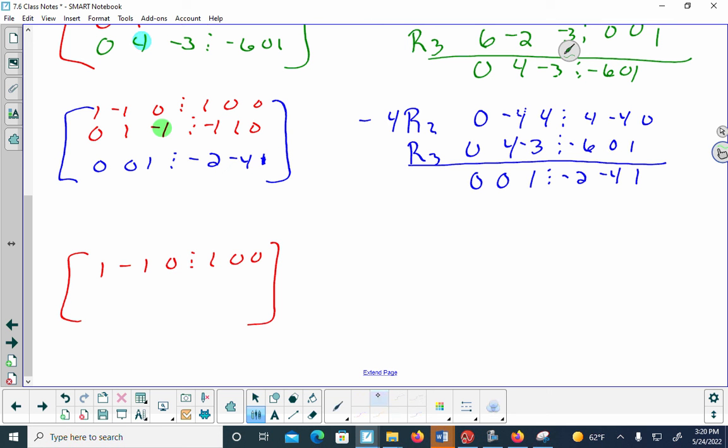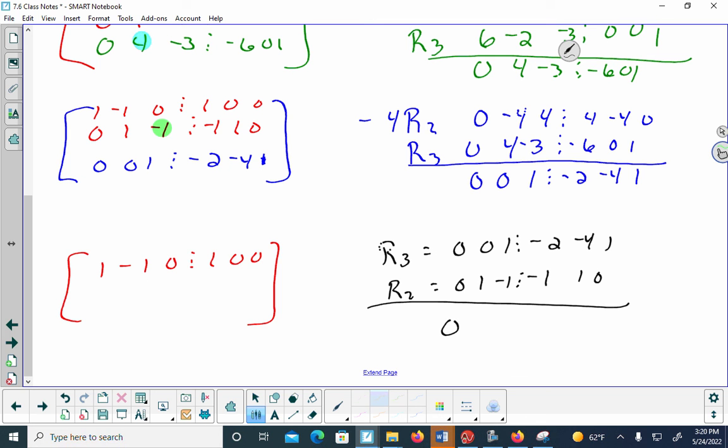Alright, so this I can go off to the side and I could do row 1, 3, 0, 0, 1, 2, 4, 1, and then row 2, 0, 1, 1. So I'm going to add those together. I get 0, 1, 0, negative 3, negative 3, 1, 1, 0, and 0, 0, 1.